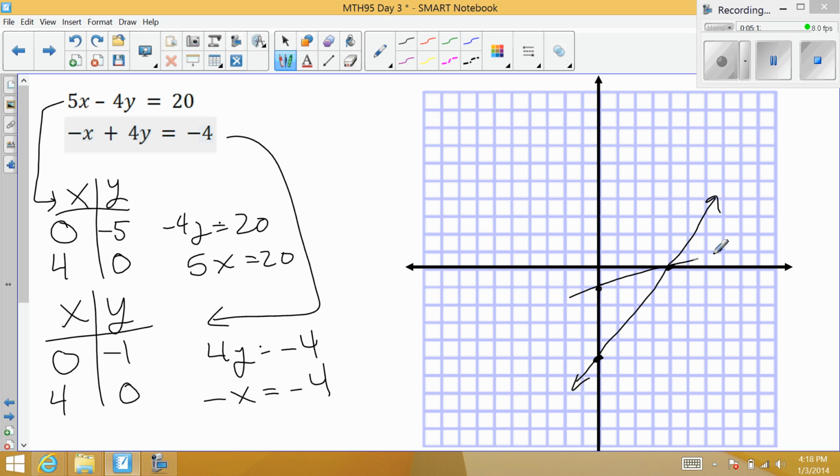And that makes things easy because they're crossing right there at the x-intercept. So our solution to both equations is the point (4, 0). Or you can write it out as x equals 4, y equals 0. Again, it takes two numbers to make the one solution.